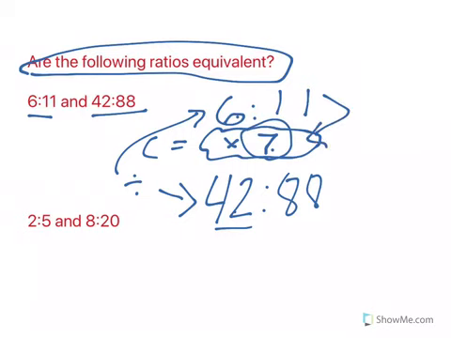Now, 11 times 7, does that equal 88? No, I mean, that's an easy one, right? 7 times 11 is 77.